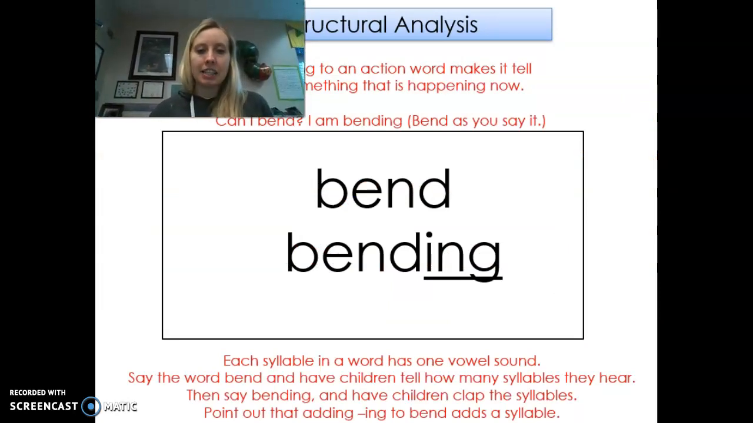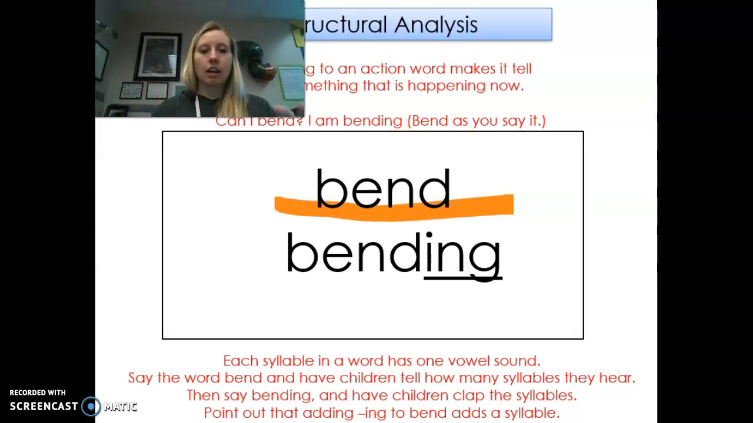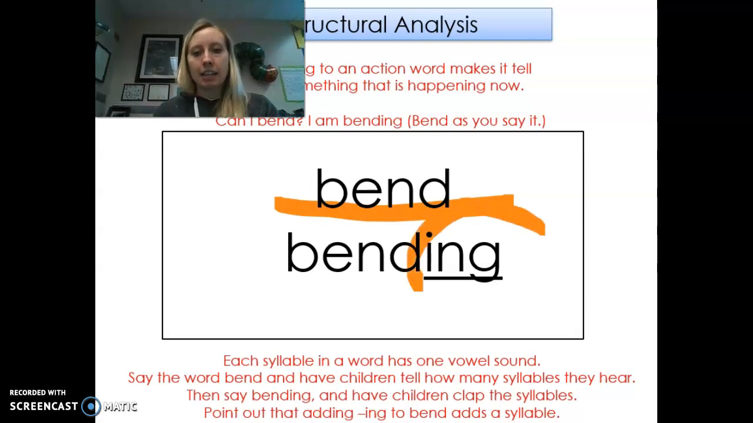Okay, friends, so we have been talking about verbs. A verb is an action. A verb is something that happens. So what is this word? Bend. So I have fingers, I can bend them. Do you see that? I'm bending them. Okay, now if I'm doing it right now, I would say bending.